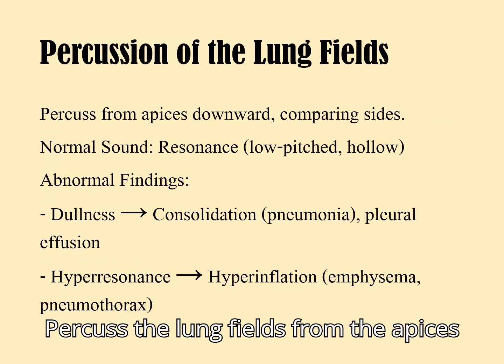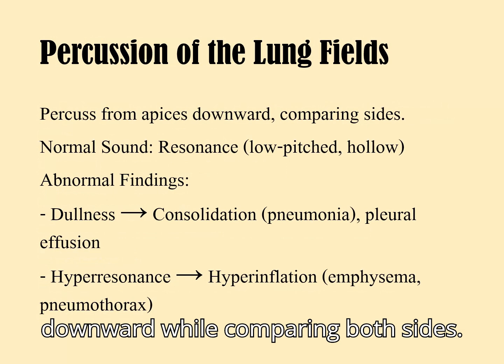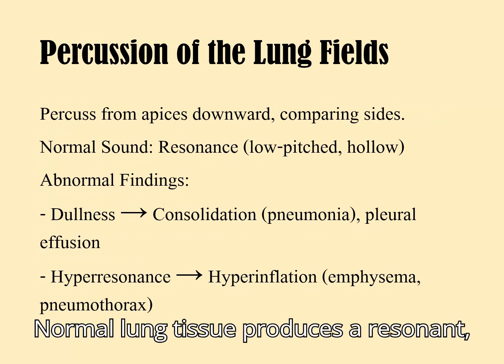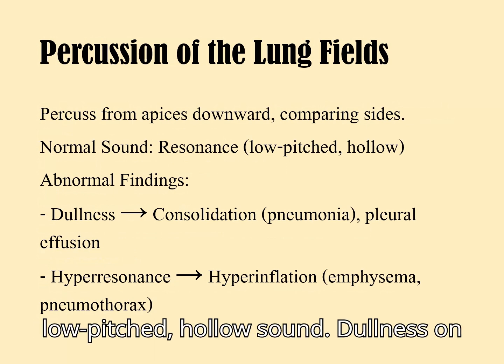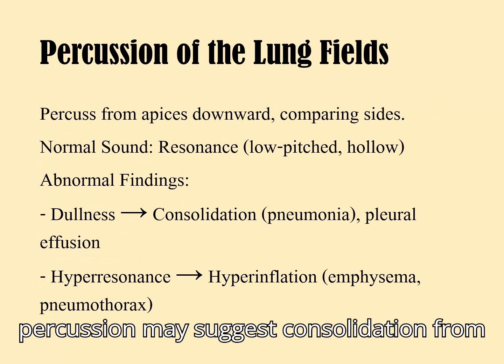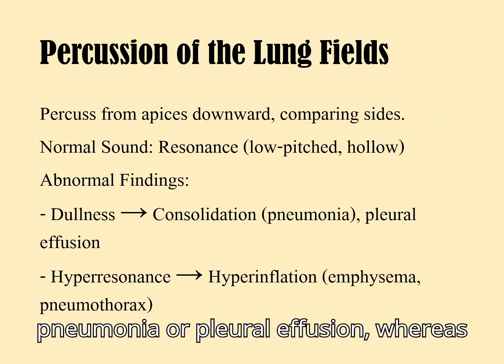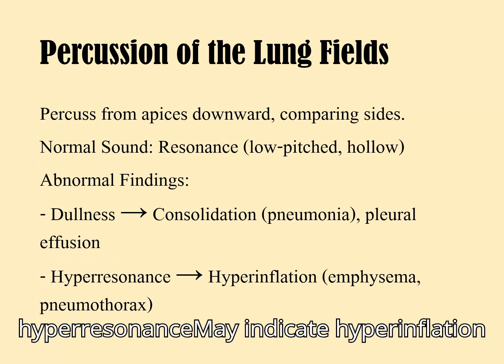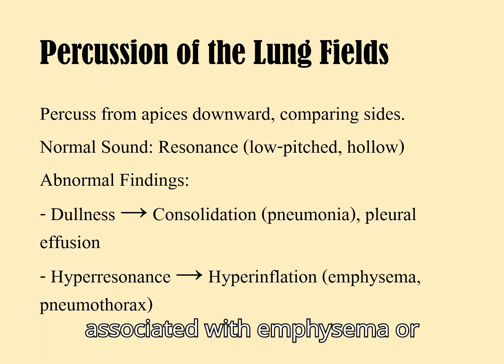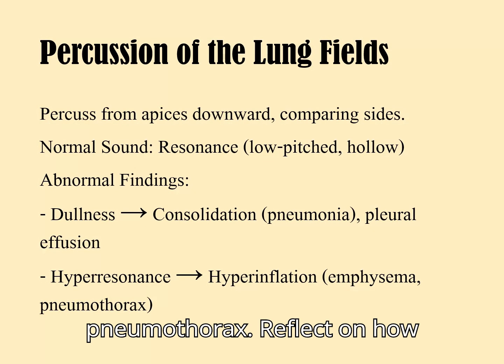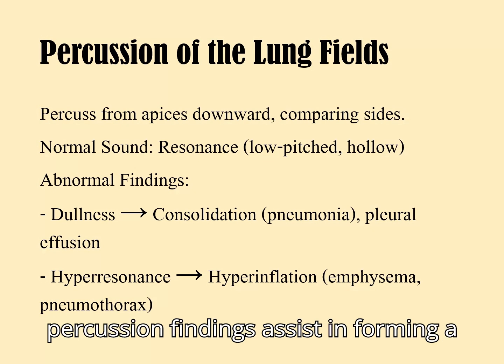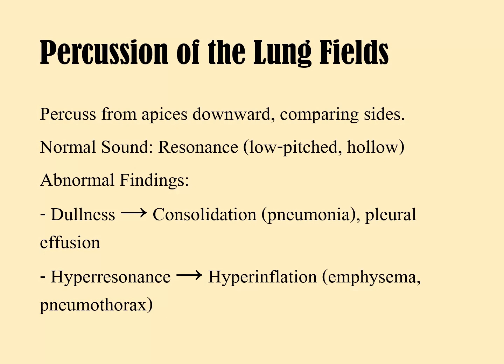Percuss the lung fields from the apices downward while comparing both sides. Normal lung tissue produces a resonant, low-pitched, hollow sound. Dullness on percussion may suggest consolidation from pneumonia or pleural effusion, whereas hyperresonance may indicate hyperinflation associated with emphysema or pneumothorax. Reflect on how percussion findings assist in forming a differential diagnosis.